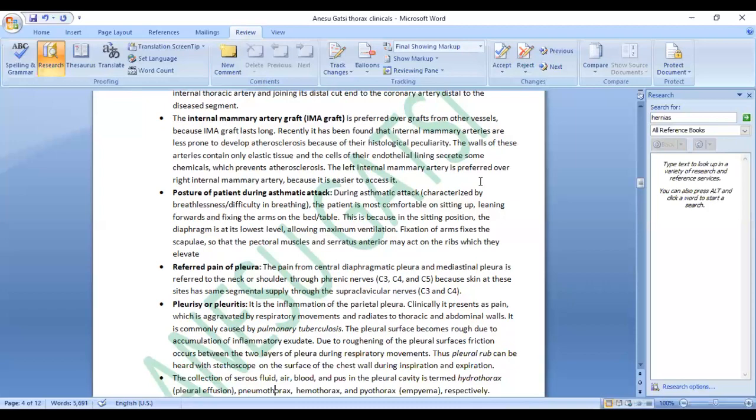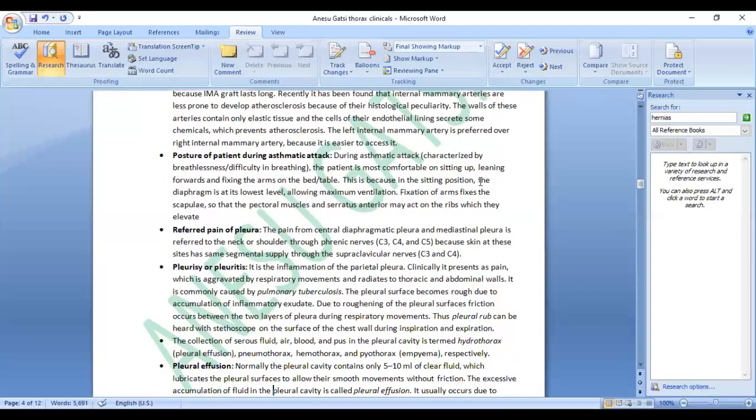You find that when you talk about the same condition in the pericardial cavity, you're also likely to hear a pericardial rub using the stethoscope. And then you have different conditions that arise when you have collection of different things in the pleural cavity.